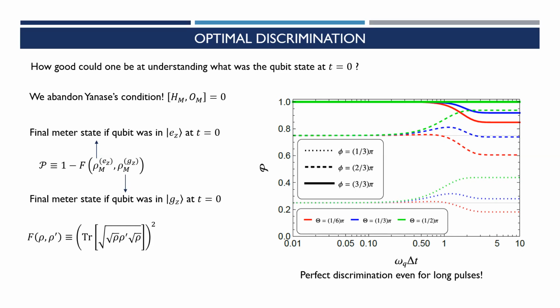And therefore, it's very possible that this best classical measurement is not of this kind, doesn't respect Yanase's condition. So what is this thing? It's one minus the fidelity between these two states of the meter. This is the final state of the meter when the qubit was in the excited state at the beginning. And this is the final state of the meter when the qubit was in the ground state of sigma z at t equals 0. So this computation we did, you have to use some tricks to do it, but in the end it's doable.